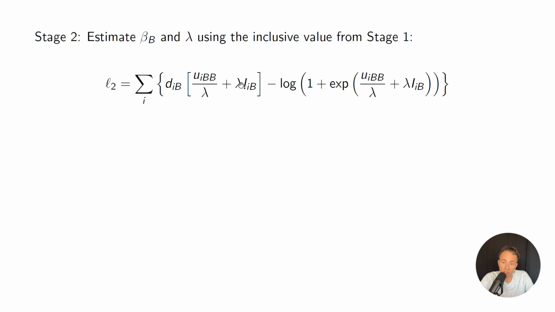And then we're getting the inclusive value number from the stage 1 estimation. So the stage 1 estimation is giving us this inclusive value term that we can then use in stage 2 to tell us something about the relative attractiveness of the bus relative to the car. And the reason the inclusive value has this nice interpretation is because you can think of it as the expected utility of choosing the bus. So it has some flavor of option value in that sense.